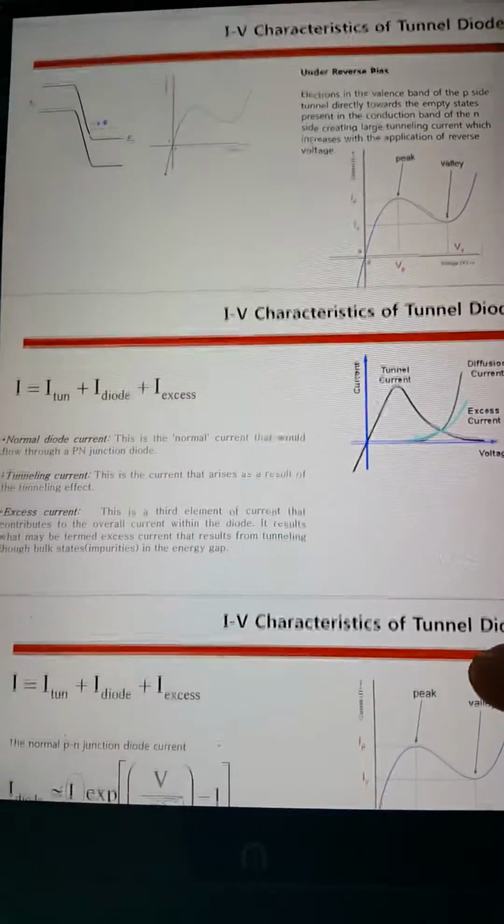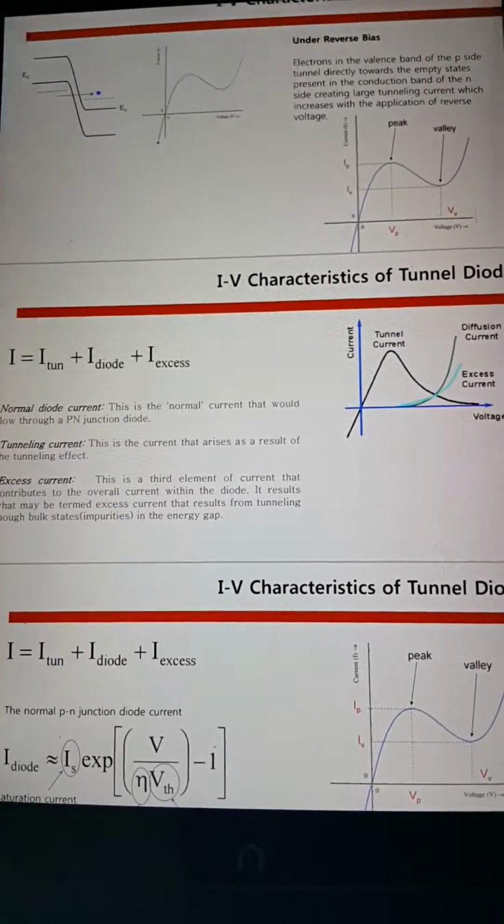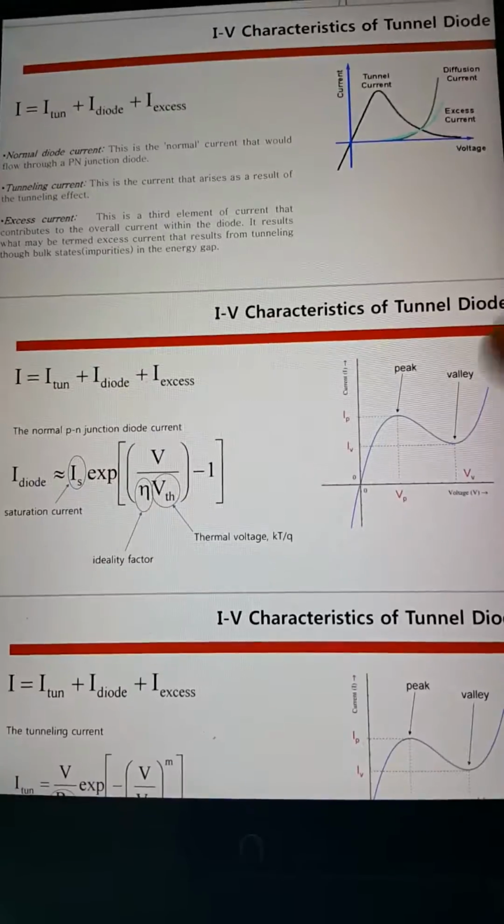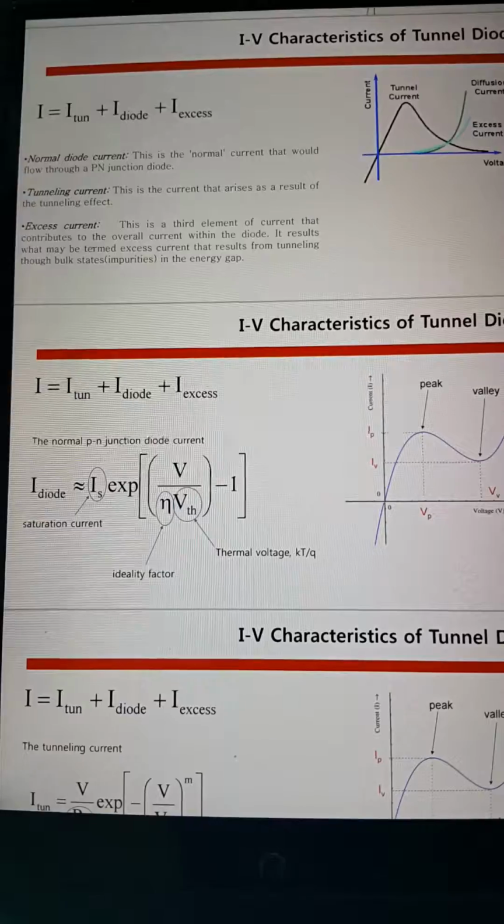The IV characteristic of the tunnel diode is the sum of the normal diode current, tunneling current, and excess current.